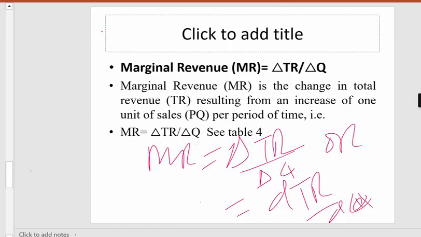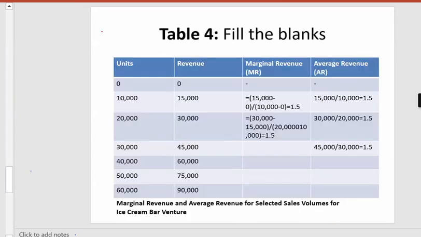So sometimes you may be given equations, sometimes you may be given numbers like that table we are trying to compute. If you are given the table, here you can compute. For example, basing on the table above, the table we were discussing before. You remember? We were told initially that we have no revenue. I want to see how we get the marginal revenue.